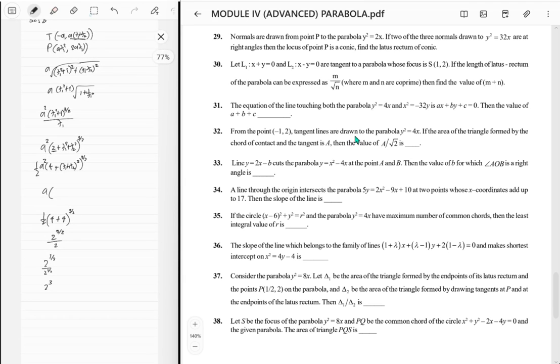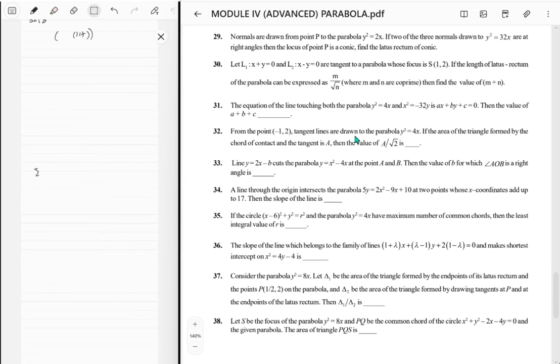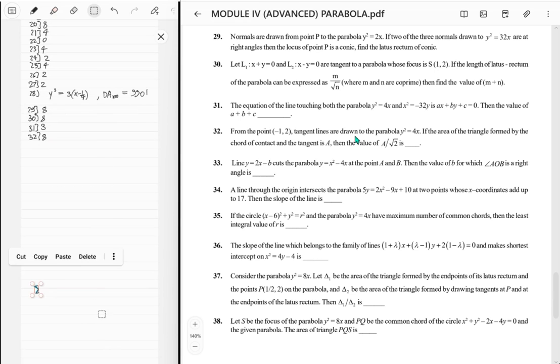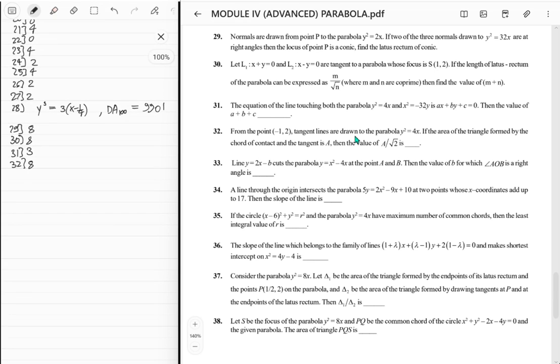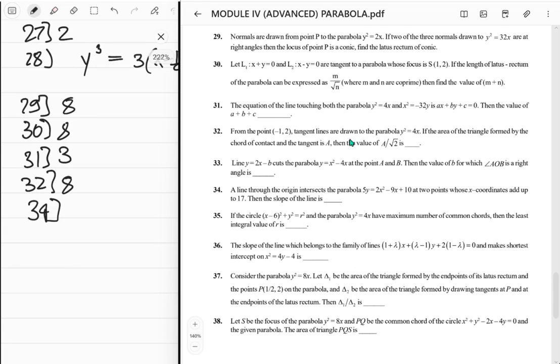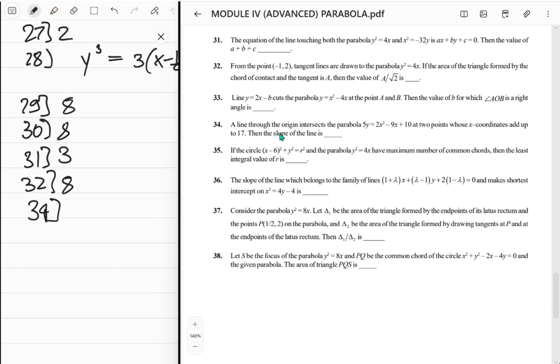Next, 34. Just 6 more. A line through the origin intersects, sorry, it's with 33 first. What am I doing? 33. This line cuts the parabola at the points A and B, and the value of P for which this angle is a right angle is... just some angle AOB. What's O? O is the origin, I think.